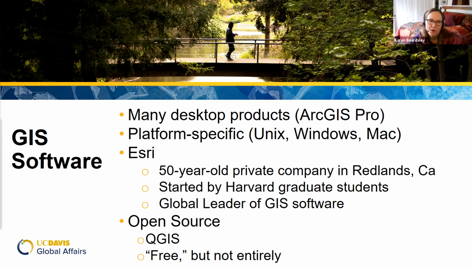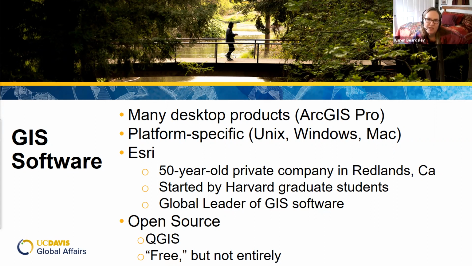Software for GIS is usually platform specific, although some are cross platform. I can say for ArcGIS Pro, it's pretty much a Windows-based program. So if you have a Mac, you are not going to be able to use ArcGIS Pro unless you have some sort of a dual boot system that you can run a Windows operating system.